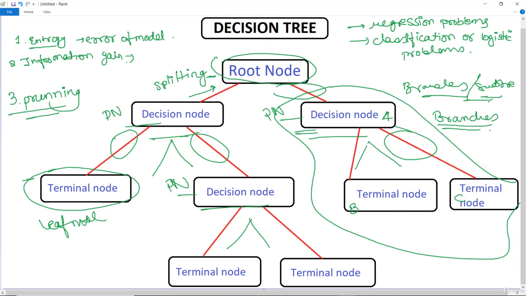So this all sums up the decision tree, and in our next video we will make a decision tree of the iris dataset which we used for the logistic training also.